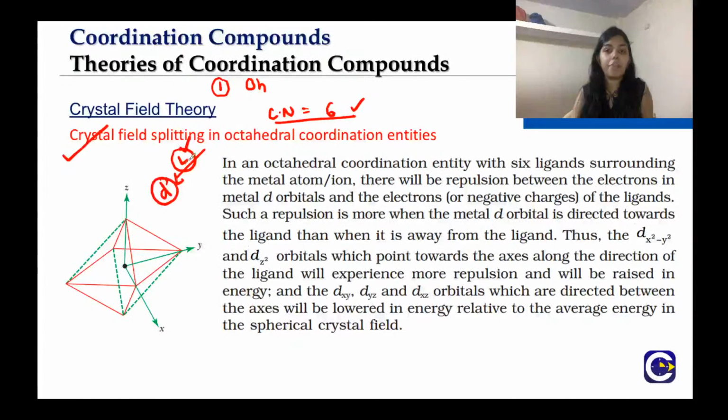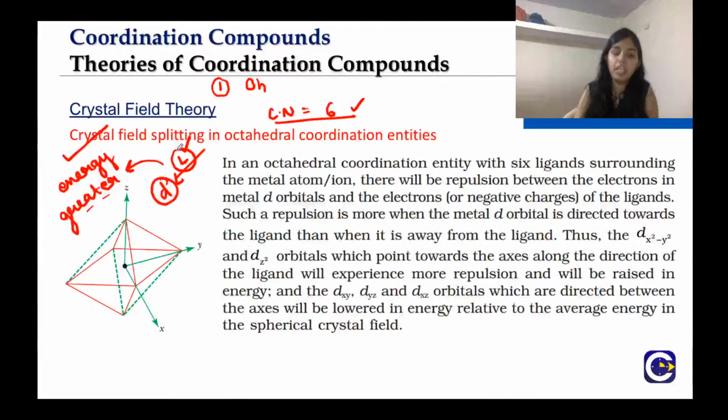So electron-electron repulsion will take place, and where electron-electron repulsion takes place, that means the energy will be raised, the energy will be greater. So if you have a direct interaction of a d orbital and a ligand, what will happen? That particular d orbital will be higher in energy because of electron-electron repulsions. Repulsion between whom? Between the electrons of the ligand and the electrons present in the d orbital.